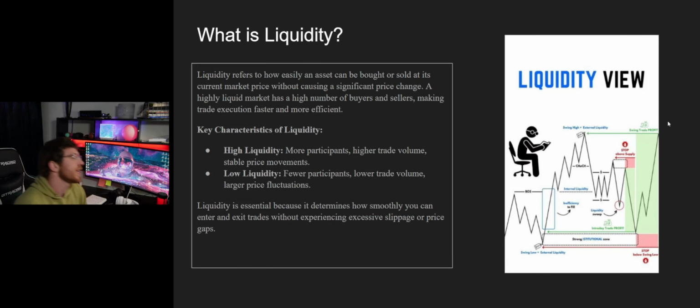What is liquidity? Liquidity refers to how easily an asset can be bought or sold at its current market price without causing a significant price change. A highly liquid market has a high number of buyers and sellers, making trade executions faster and more efficient.